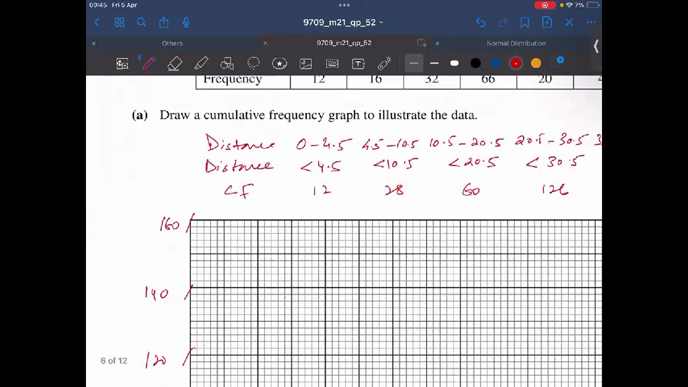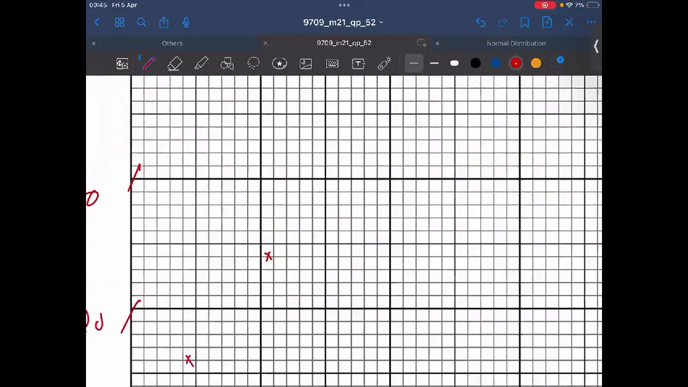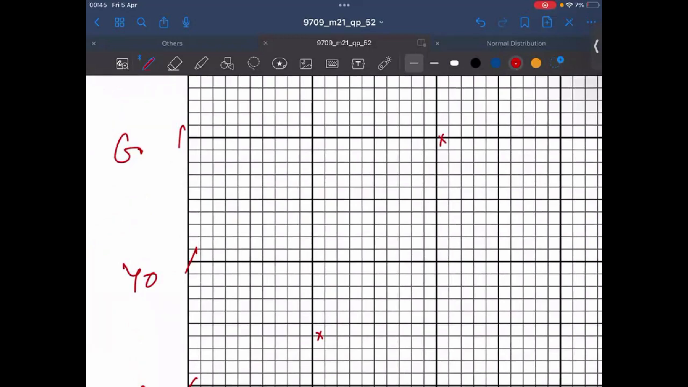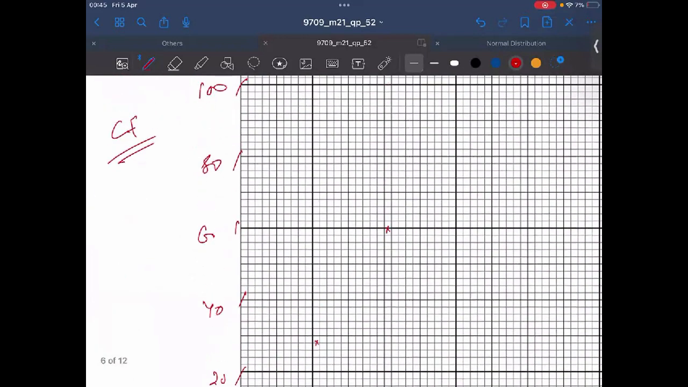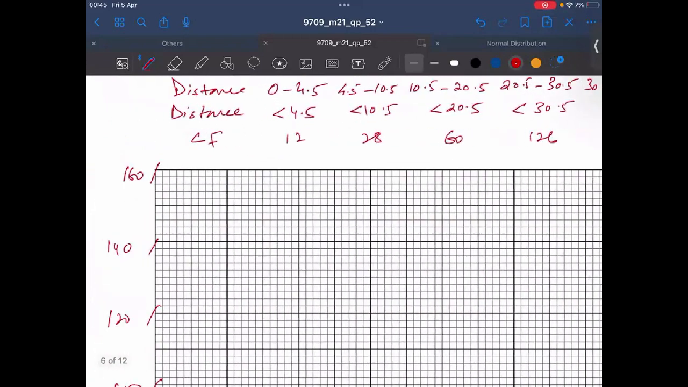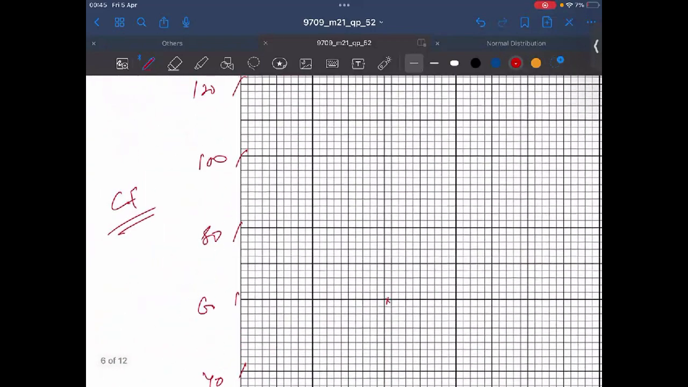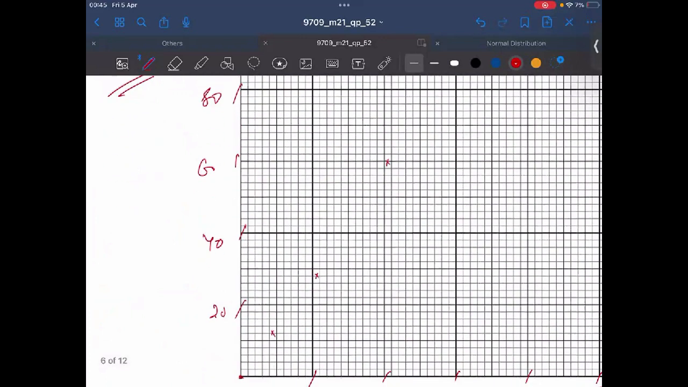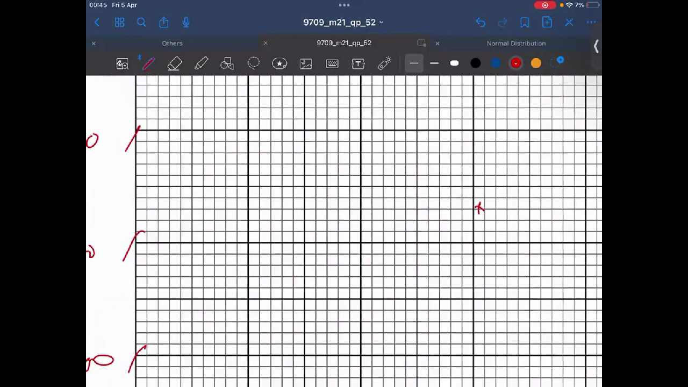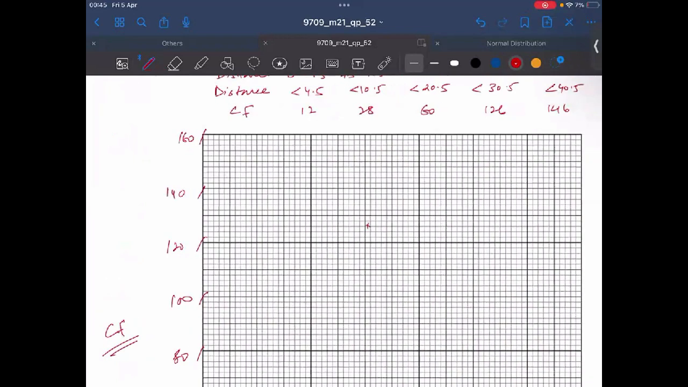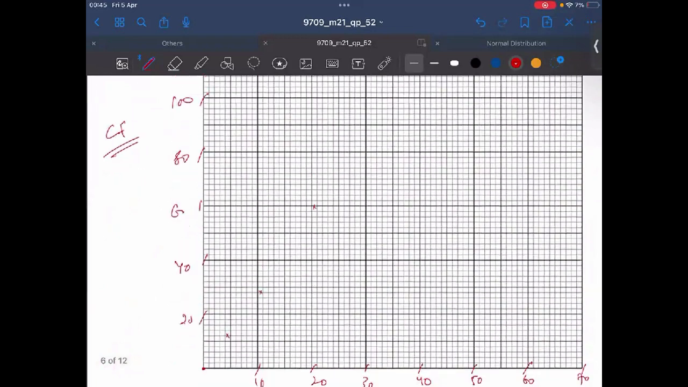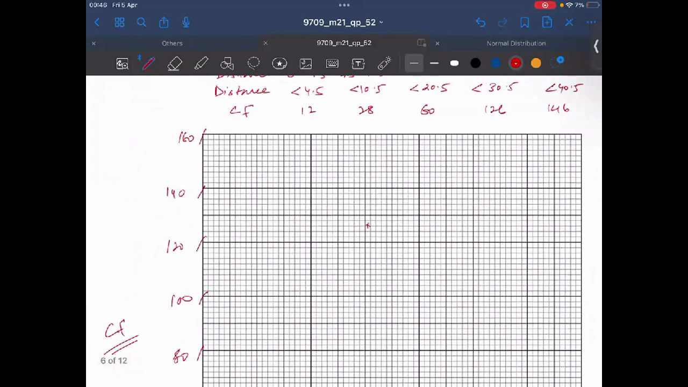Then I have 20.5, 60. All right, yeah. And then Iman, we have 30 and a half comma 126. One, two, three, yeah. And then I have 40 and a half comma 146.